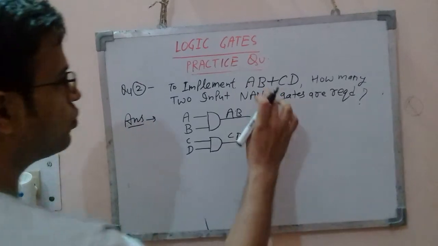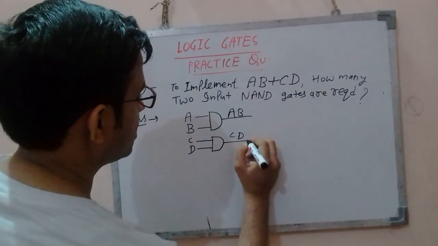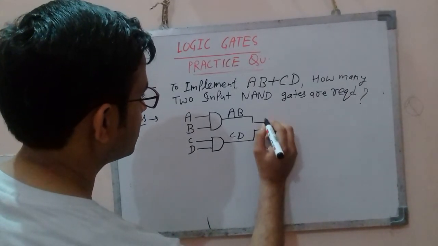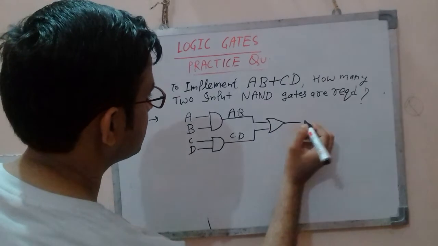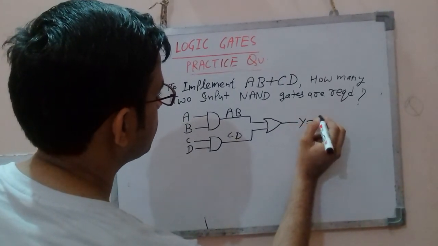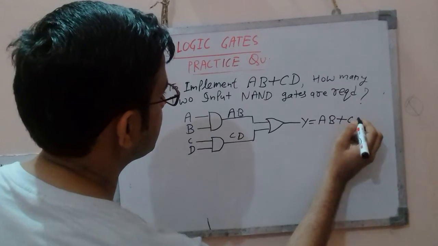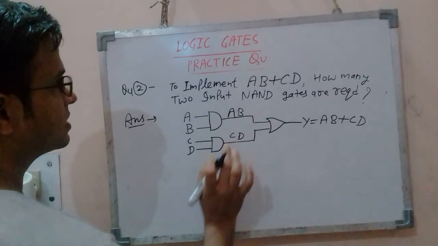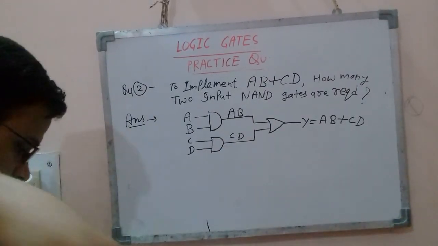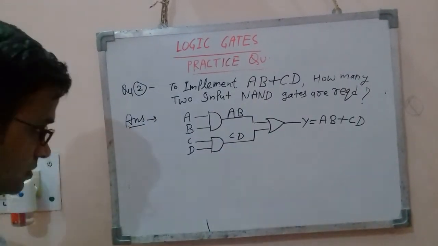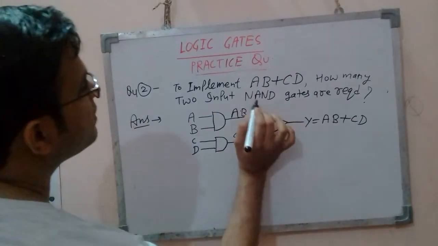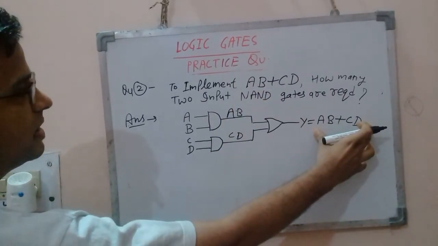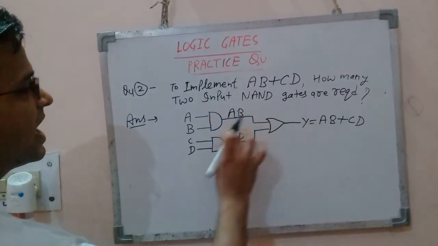Now you want AB plus CD, that means which gate will come next, tell me? OR gate. Then only you can get the summation. That means your output Y will be equal to AB plus CD, right? So this OR gate basically adds these two values, AB plus CD. Now, he is asking the minimum number of NAND gates required to implement this function, that means you need all the gates in NAND.